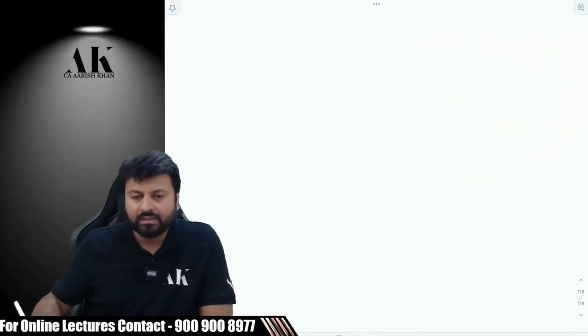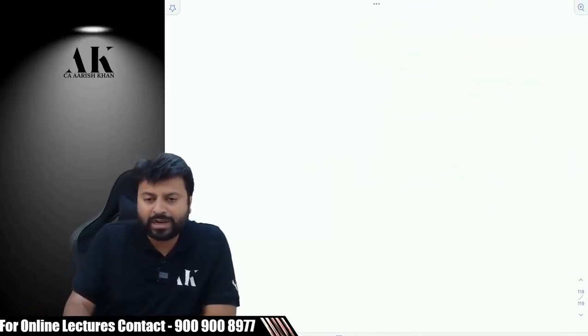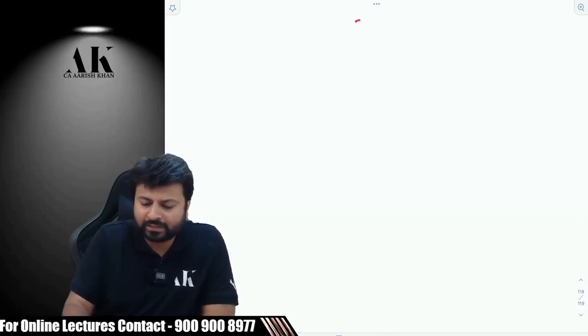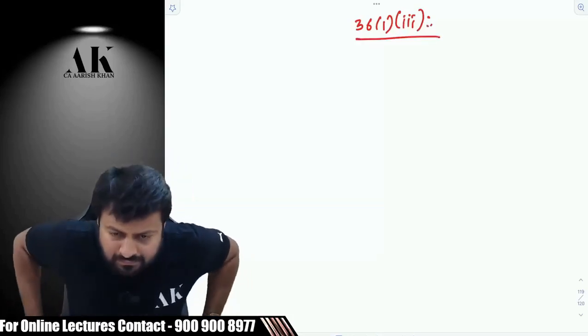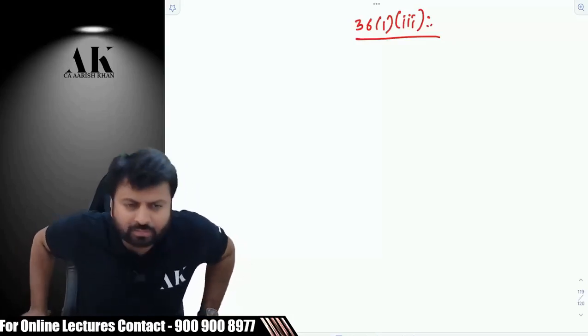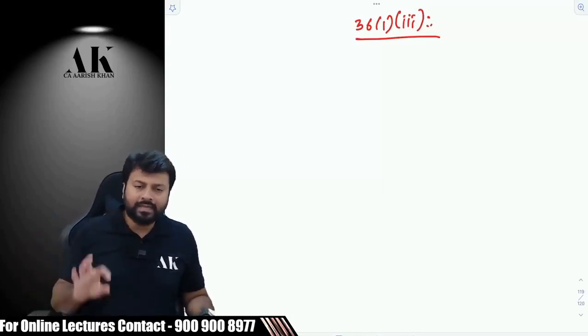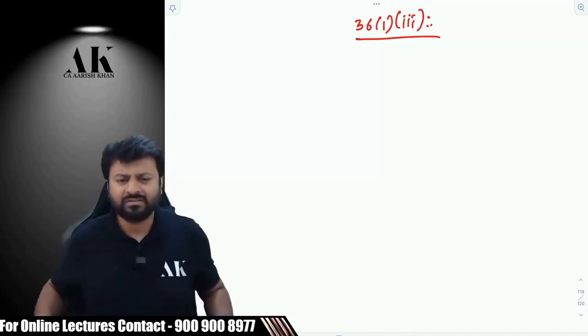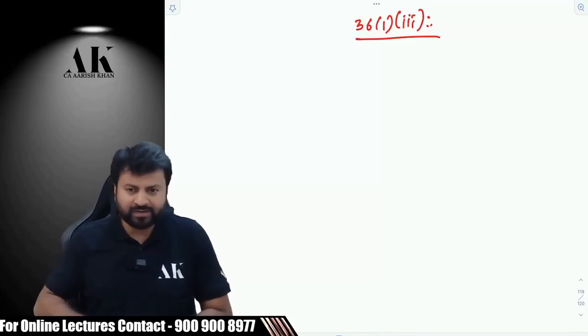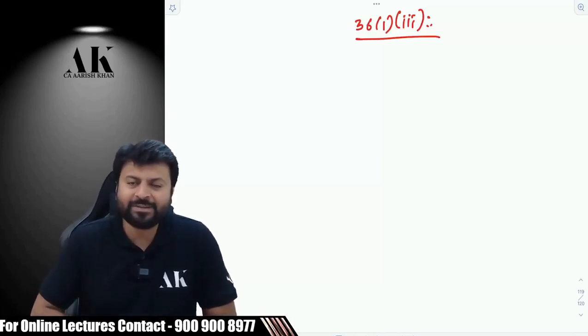So, the next deduction is a big and very important one in 36.1, of which we have already had a glimpse earlier, 36.1.3. So what is this section all about? Interest on borrowed capital. Can a business in today's time run without this section? It's almost impossible. There is hardly any business which does not have debts.